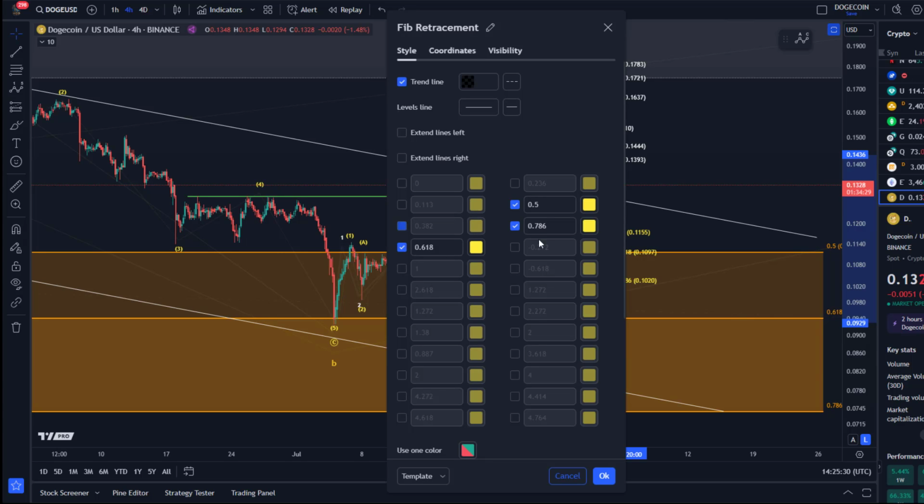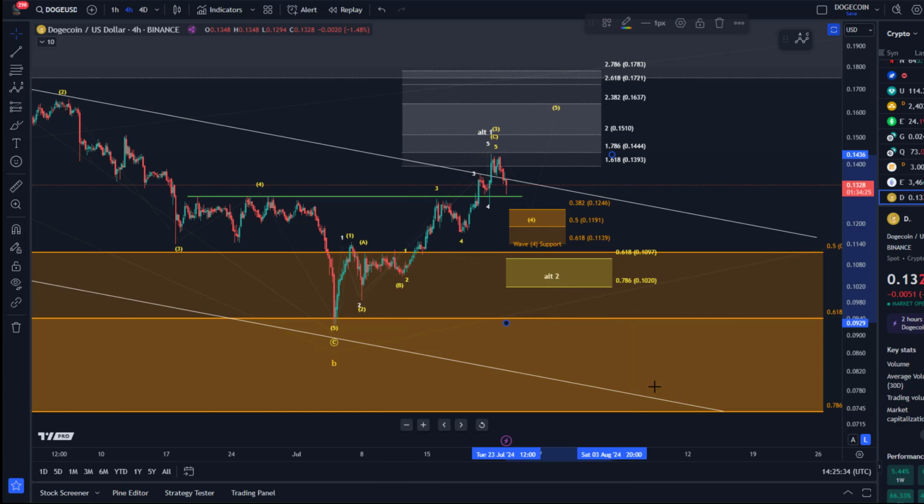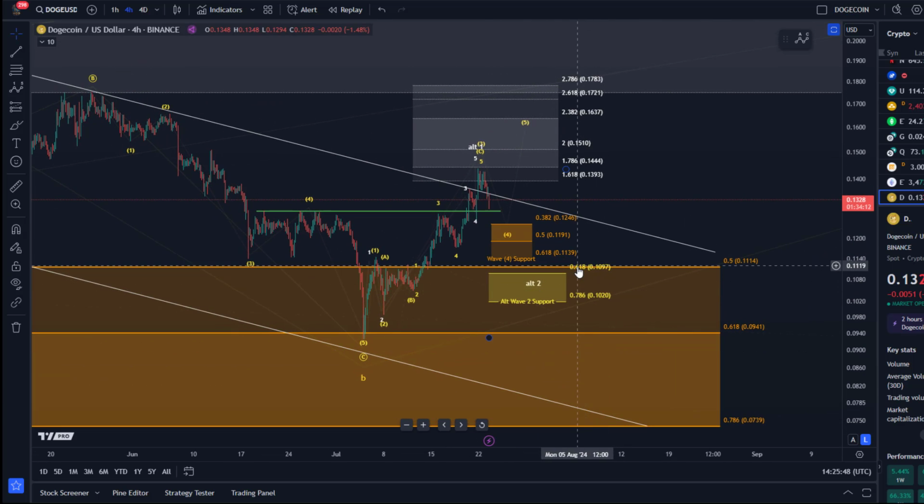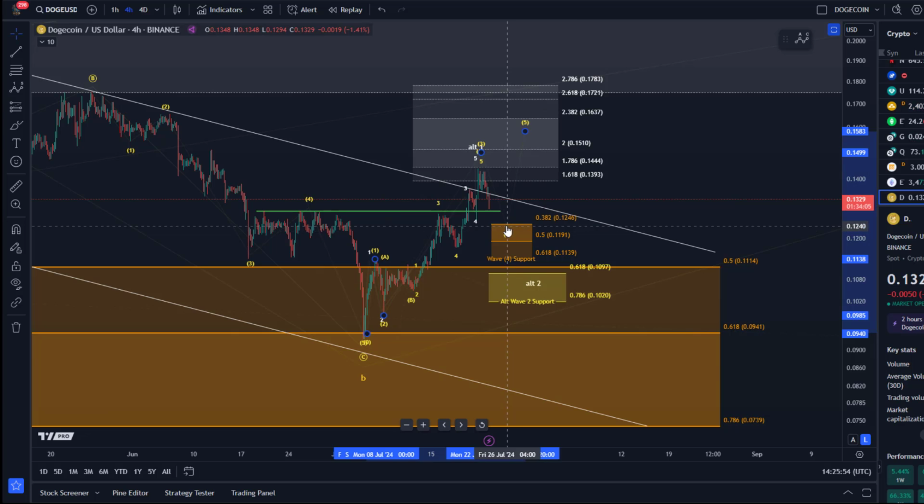I'm only going to show the lower sections. Otherwise, we have overlapping support areas with no point doing that. But this is wave 2 support, or alt wave 2 support, just for the alternative. And this is between 10.2 and 10.9 cents. That means in practice, in the short term, I consider that we're now in wave 4 at least, which would allow for one more high in wave 5, as long as we are holding the 11.4 cent level.